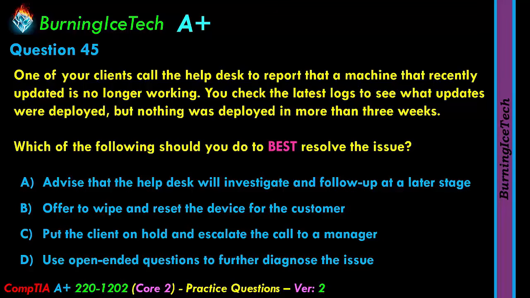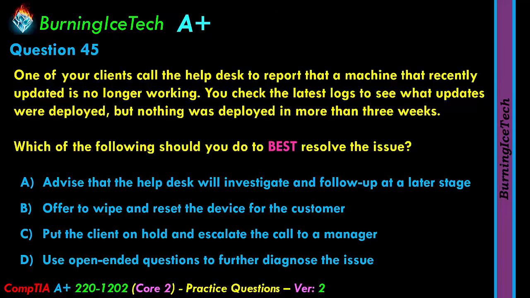Alright, so now it looks like it might not have been updates, since the last updates have not taken place since 3 weeks ago. And this is now a new issue, so it's probably not an update. Which of the following should you do to best resolve the issue? A, advise that the help desk will investigate and follow up at a later stage. Yeah, that doesn't sound very professional. If you said advise the help desk will investigate, maybe just on its own, that might not have been too bad of an answer. But the fact that it says and follow up at a later stage, yeah, that sounds like you don't really care about the client's problem. So A doesn't sound like a good answer, does it?